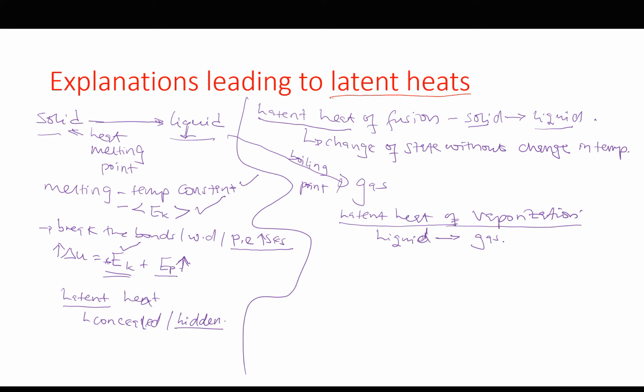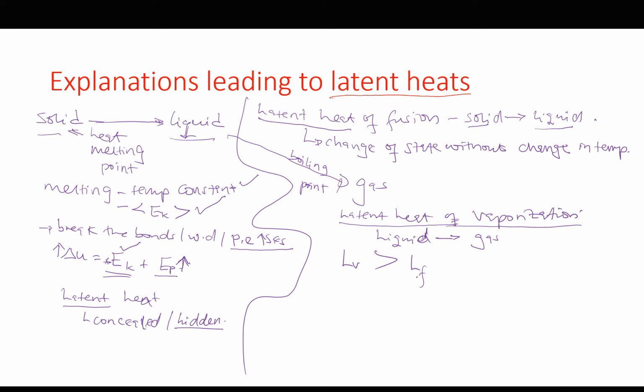So now we know the meaning of the word latent. Latent is going to mean hidden or concealed. It is said to be hidden or concealed because there is no temperature change. We can't see temperature changing, but all we could see is that there is a change of state. So a change of state is happening when the temperature is remaining constant. One important thing we need to note is that we can now predict easily that the latent heat of vaporization, which is normally given as LV, is going to be greater than the latent heat of fusion, which is normally going to be denoted as LF.